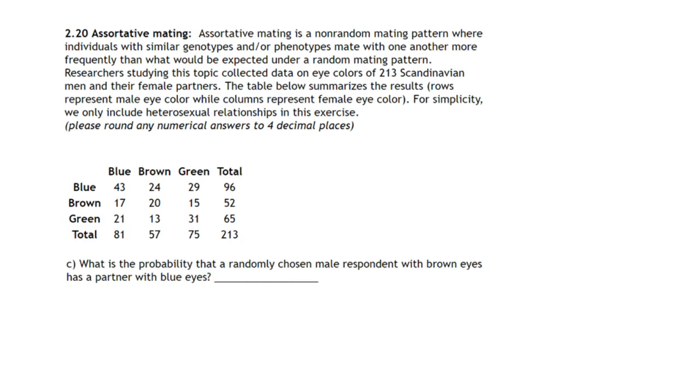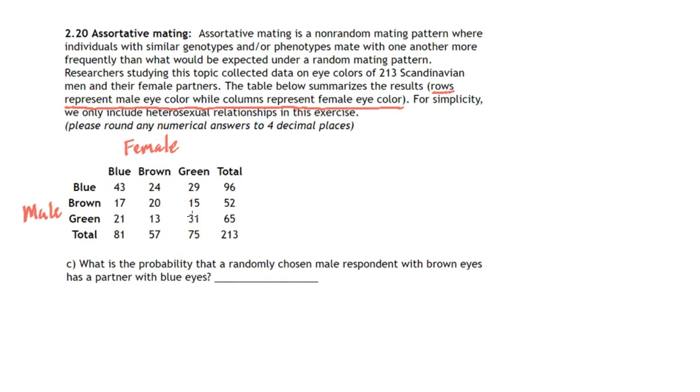So notice that it mentions up here, the table below summarizes the results where rows represent male eye color while columns represent female eye color. So the columns, that's female, and the rows represent male. Okay, so keep that in mind. Rows male, columns female.